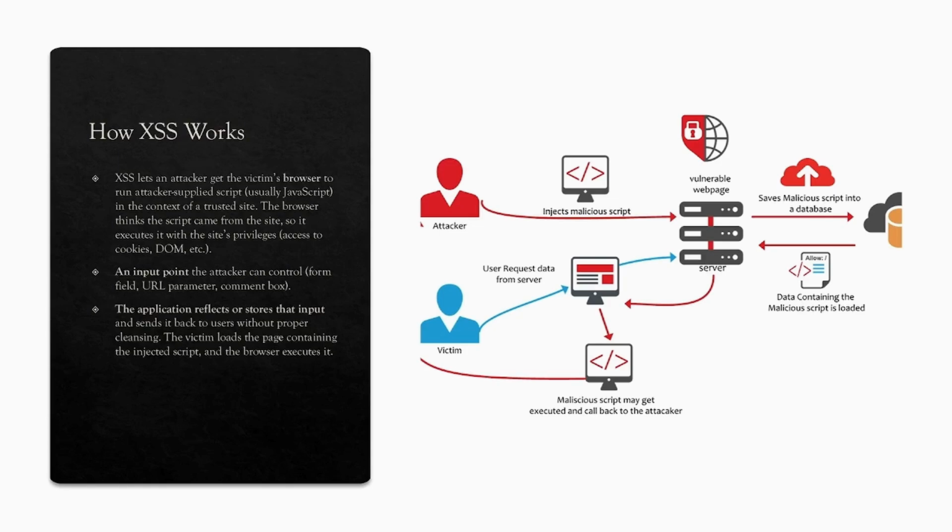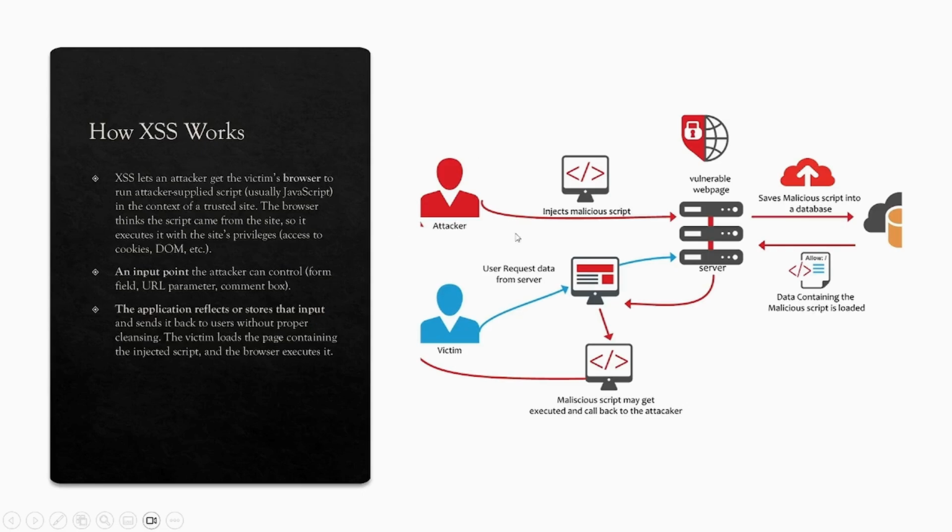Third, when someone visits that page, their browser reads the page and executes any script it finds. Since the script appears to come from a trusted website, the browser runs it with the site's privileges. That means the attacker can now read the cookies, modify the page, or trigger actions on the user's behalf.